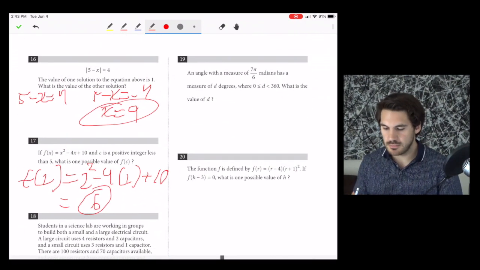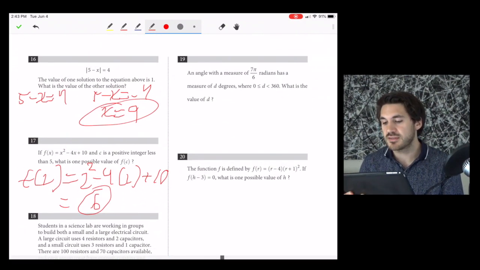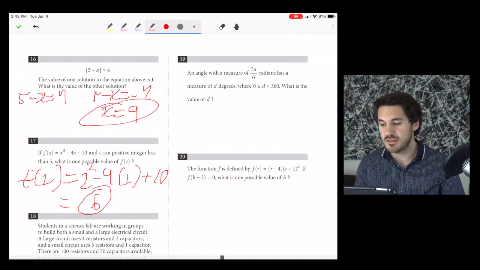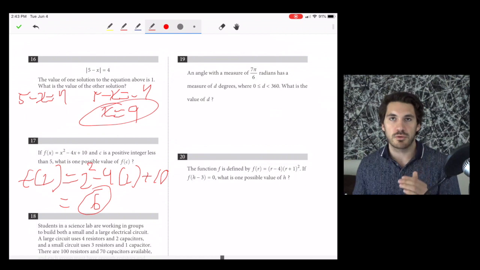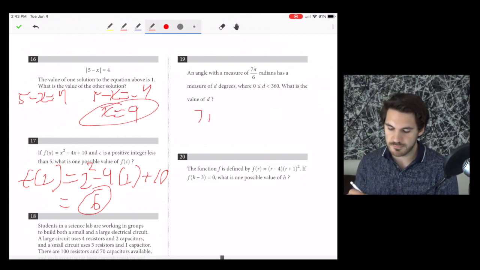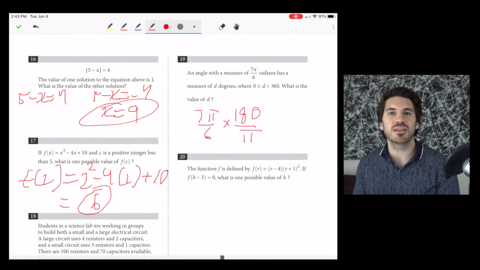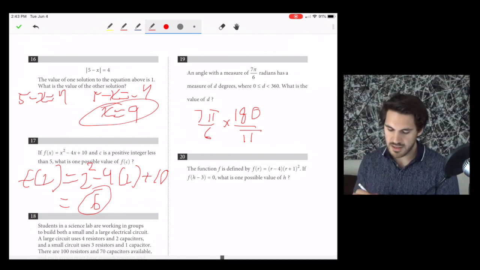Number 19, an angle with a measure of 7 pi over 6 radians is a measure of d degrees, where d is between 0 and 360. What is the value of d? To convert from radians to degrees, all you've got to do is do 7 pi over 6 times 180 over pi, because there's 180 degrees in pi radians. Pi's cancel out. We can reduce this down to 30. So our answer will be 210.